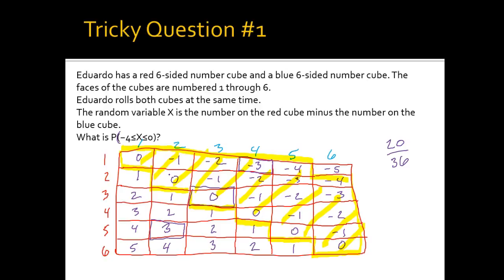And then we just pull up our calculator and we say 20 divided by 36 is 0.555 repeating, so the probability is approximately 0.556 or 56, however you want to round it, or 56%.